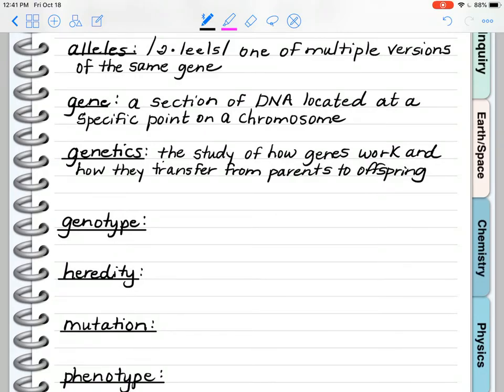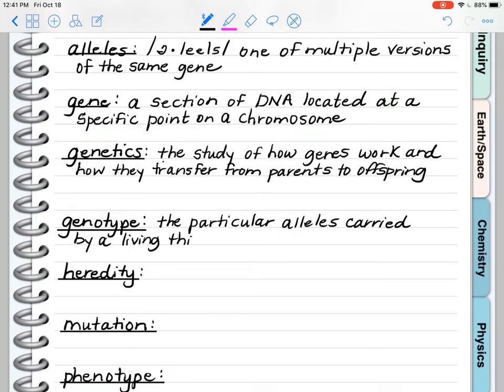A genotype is the particular alleles carried by a living thing. You cannot see a genotype. This is the genetic code that makes us who we are. So this is our literal genetic pattern, the literal genetic code that we cannot see.